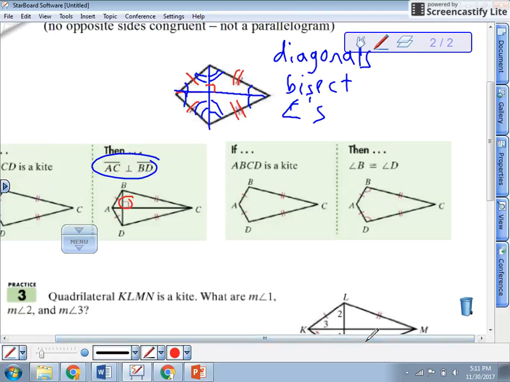And then finally, if it is a kite, then what I like to say is that these two angles, angle B and angle D, will be congruent. I like to say it's where the two non-congruent sides meet. So here's my 2, here's my 1. The angle they form will always be congruent to the angle across from it right down here.